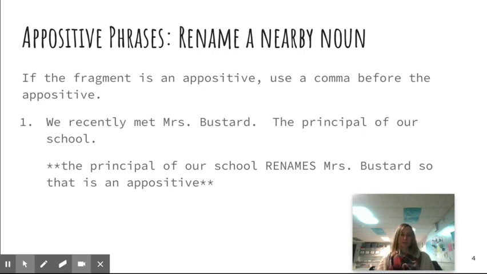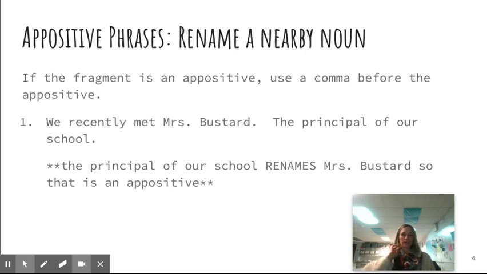We recently met Mrs. Bustard. Complete thought, right? Incomplete thought: the principal of our school, okay? You could say the principal of our school is Mrs. Bustard, but that changes the sentence. So you say, we recently met Mrs. Bustard, the principal of our school. The principal of our school renames who Mrs. Bustard is, or gives more information about who she is. So in this case, you put a comma after Mrs. Bustard. The principal of our school renames Mrs. Bustard, and that's why we call it an appositive, I don't know why, but that's what it's called, okay?